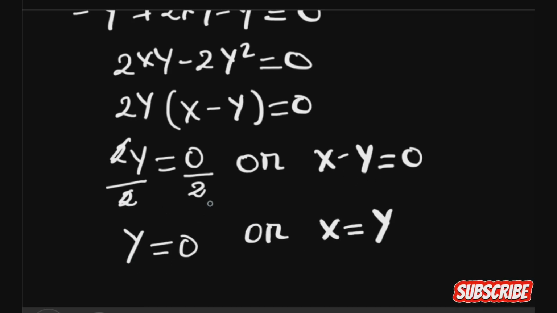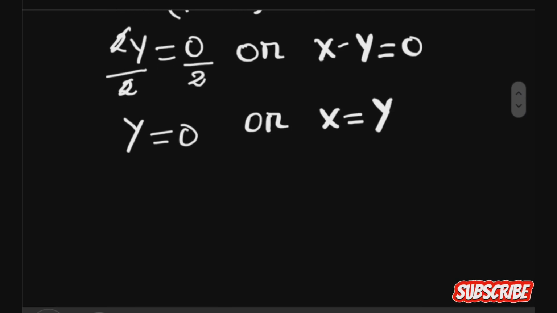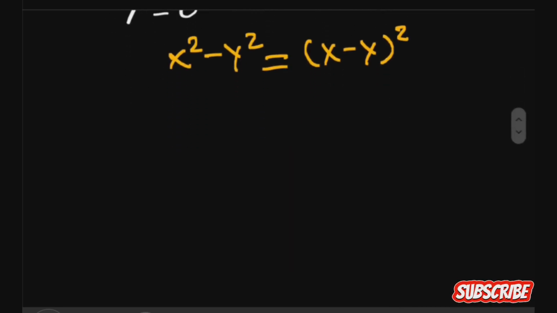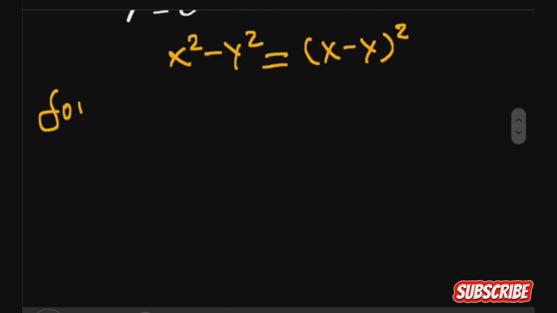Okay, at this level we have two values. We have y can be equal to 0, or x can be equal to y. Okay, now we're going to replace this inside our initial equation, and don't forget the equation x squared minus y squared is equal to (x minus y) all squared. We're going to replace this value of y and this value of x here and see if it's going to work.